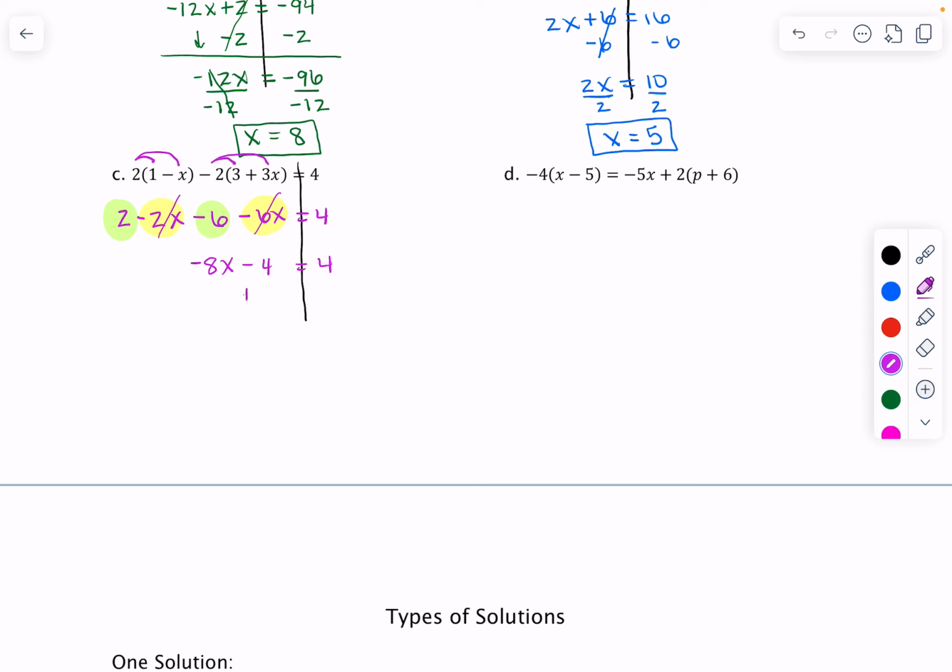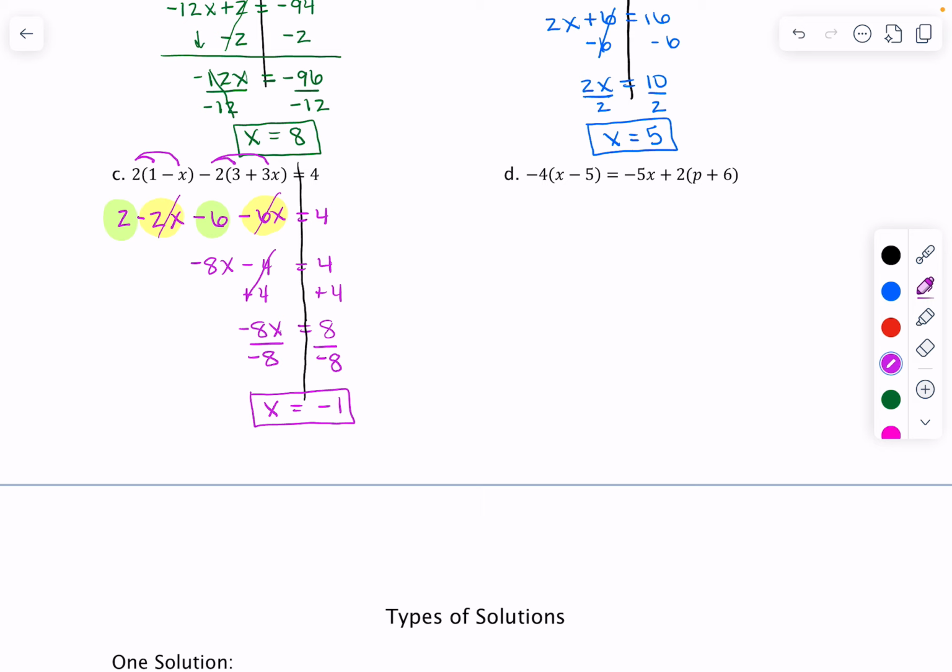Now I need to get x alone, so I'm going to add the 4 over. -8x equals +8. Then to get the x alone, I'm going to divide both sides by -8, and I get that x equals -1, because 8 divided by -8 is -1. Okay, so that's if we distribute on the same side twice.